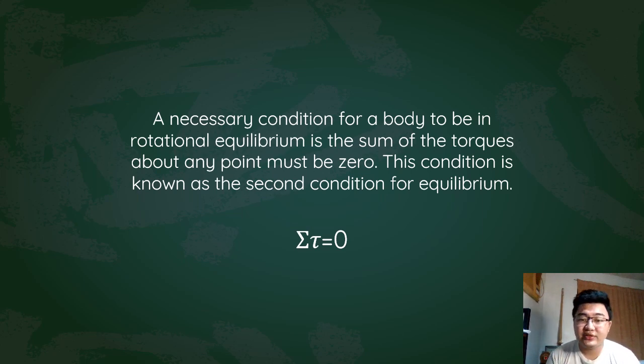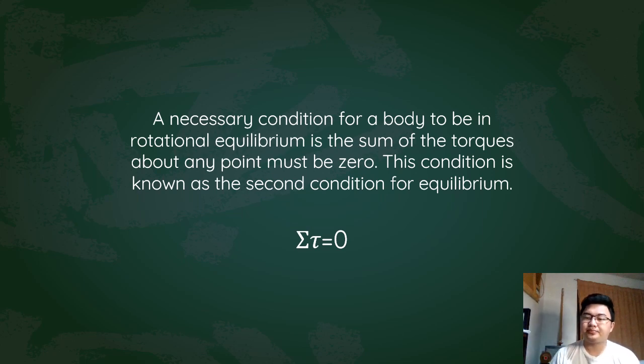A necessary condition for a body to be in rotational equilibrium is that the sum of the torques about any point must be zero. This condition is known as the second condition for equilibrium. For the first condition of equilibrium, the quantity that we are dealing with is the net force. But for the second condition of equilibrium, we'll be dealing with the net torque.